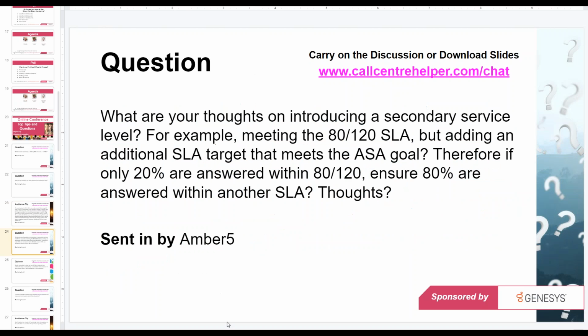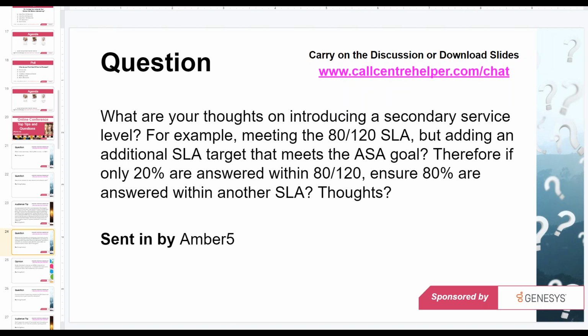And here's an interesting question from Amber. I'm not sure what's driving this. What are your thoughts on introducing a secondary service level? For example, meeting the 80-20 SLA, but adding an additional SLA target that meets the average speed of answer goal. Therefore, if only 20% are answered within 80-20, ensure that 80% are answered within another SLA. What are your thoughts on that? Rick, I don't know if you've got any thoughts on this?